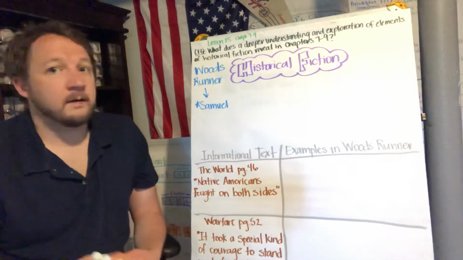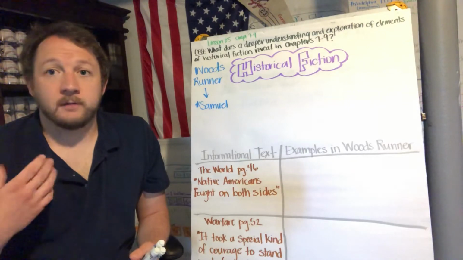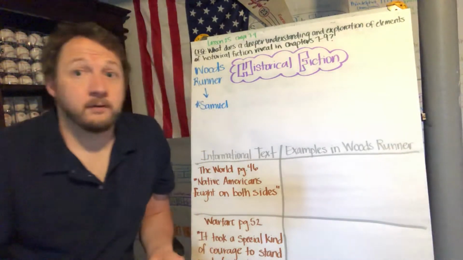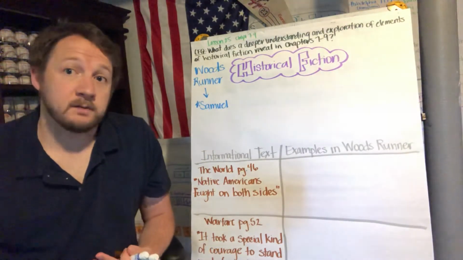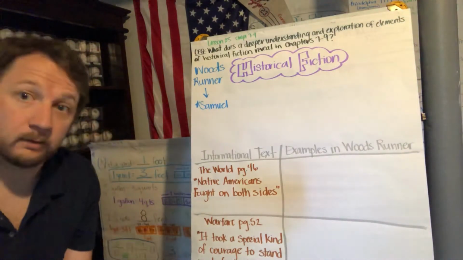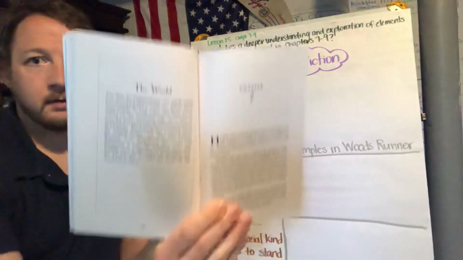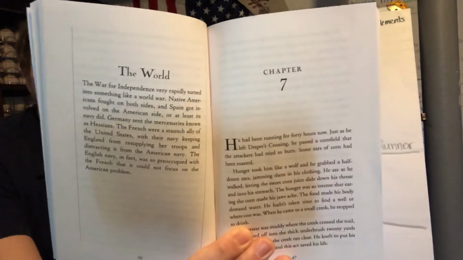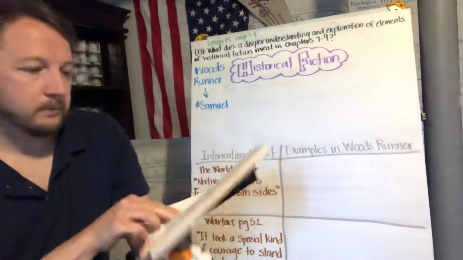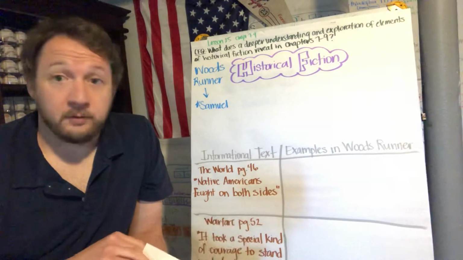So what Gary Paulsen does that's different from a lot of other historical fiction texts is that he gives you a page of historical information and then goes into the story, okay? So if you haven't noticed, sorry, I gotta get Woods Runner. At the beginning of every chapter, there's a little blurb before the chapter starts. That small little blurb is the historical context that Gary Paulsen is giving you before you read the chapter.